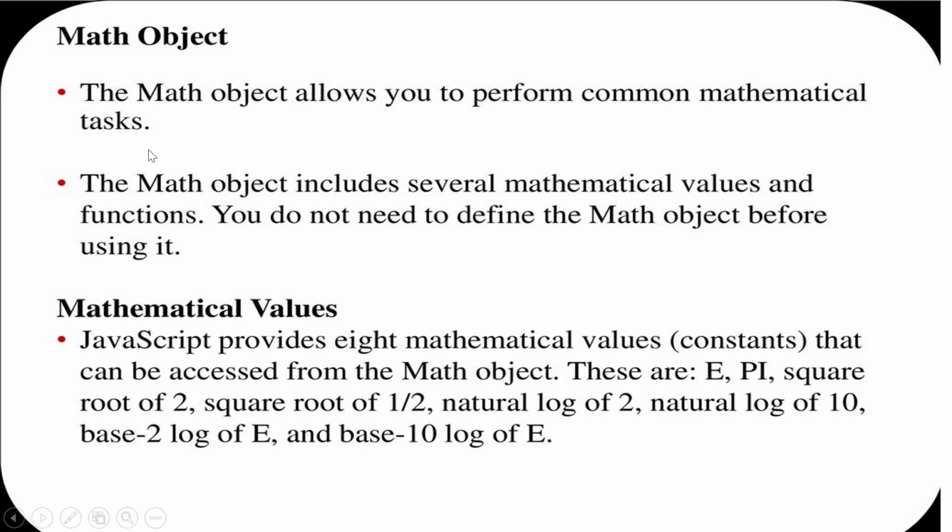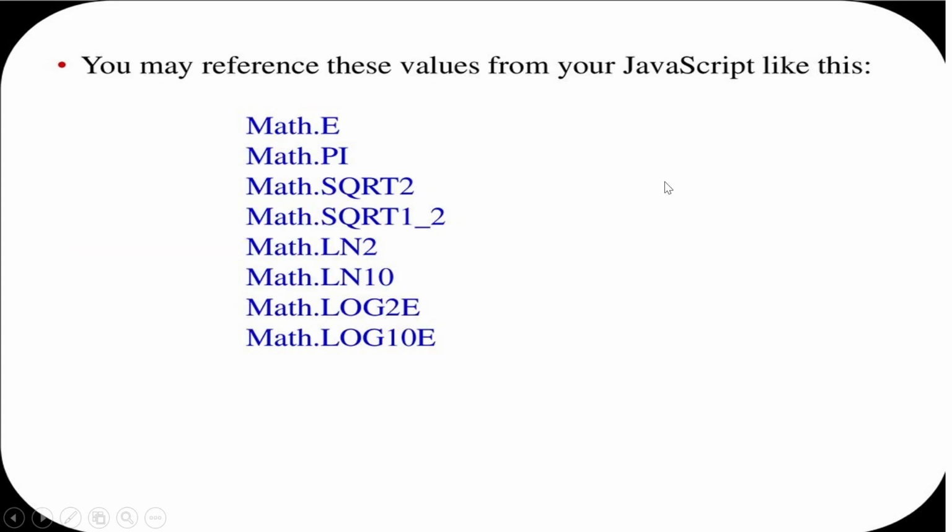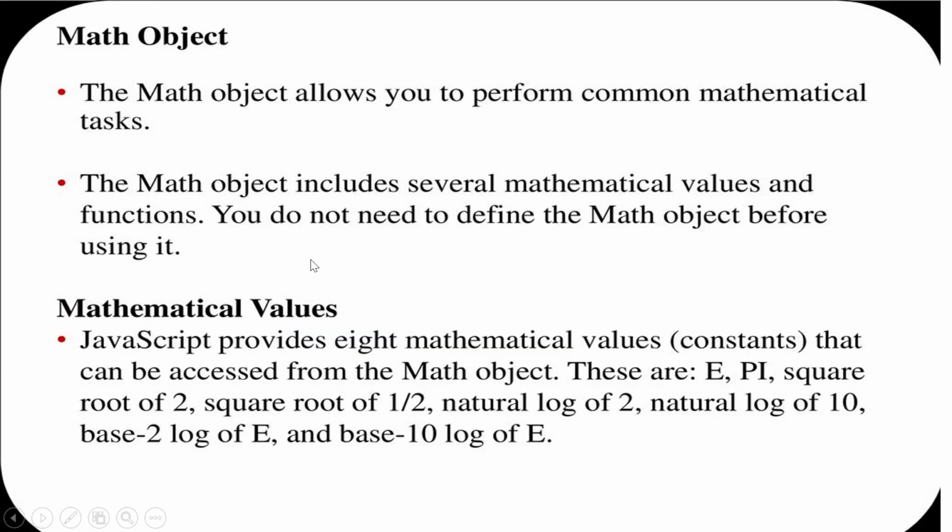If you need to add, sum, get the pi value, square root, some predefined mathematical operations will be there in JavaScript. So we will see all those math objects. The math object includes several mathematical values and functions. You do not need to define the math object before using it, okay? Whenever you are using it, you can directly use it, because it is predefined.